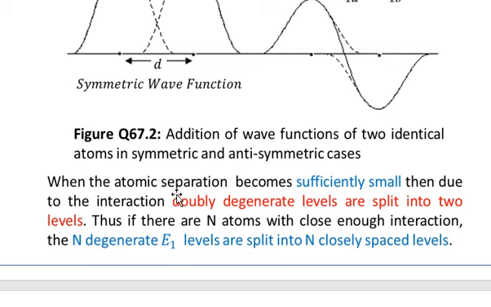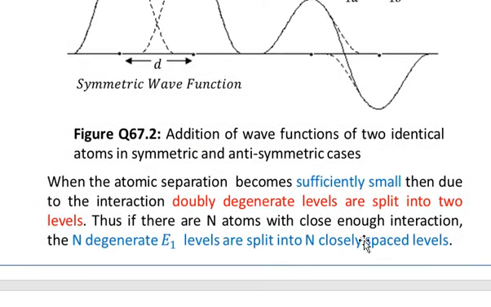So if you have n sodium atoms which are very close to each other, such that they are interacting with each other, then the degeneracy of the levels E1 is lifted. Now the sodium atoms, which are very close to each other, each will not have the energy E1, but will have different energies, although they lie very close to each other. So the n degenerate E1 levels are split into n closely spaced levels, and these levels of course will have closely spaced energies.